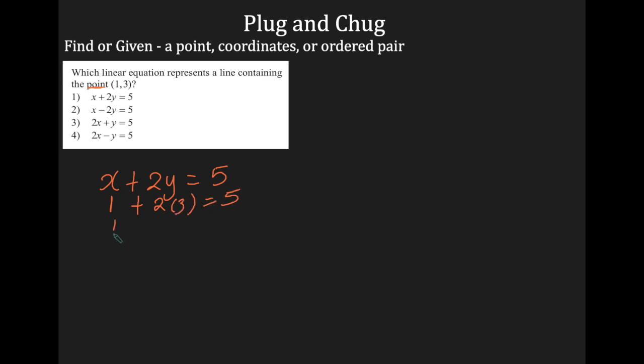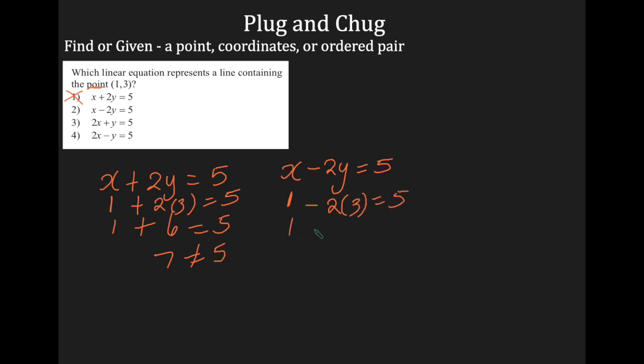Doesn't look so. This is actually 1 plus 2 times 3 is 6. And 1 plus 6 is 7. 7 does not equate to 5. So our answer is not 1. Okay, here we're going to move on to the second line, which is x minus 2y equals 5. So I know my x is 1. Take away 2, y is 3. Is that going to give us 5? This is actually 1 minus 6. Now I know 1 minus 6 is negative 5. Negative 5 does not equate to positive 5. So my answer is not 2.